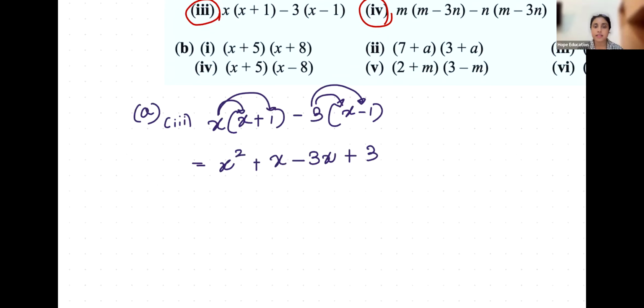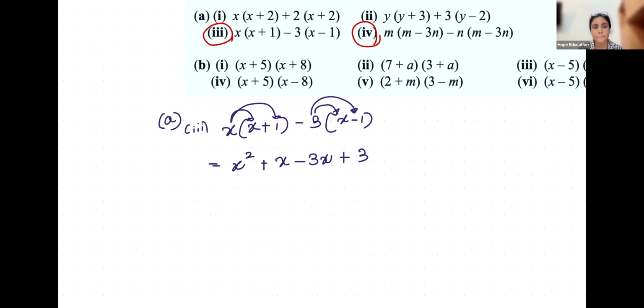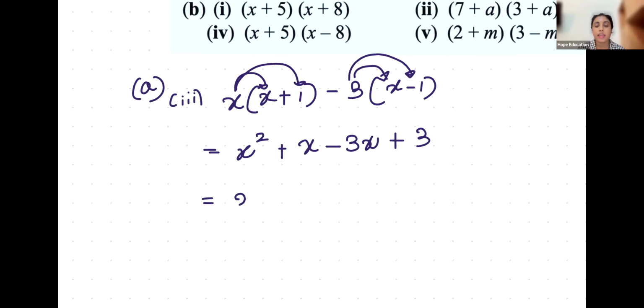Up to this point, is it clear? Did you all get this answer? Okay. Then x squared. Here I have x, here I have minus 3x. Here there is 1 with the x, so plus 1x minus 3x. Plus 1 minus 3 means minus 2. So minus 2x, and here plus 3. Did you all get this answer?